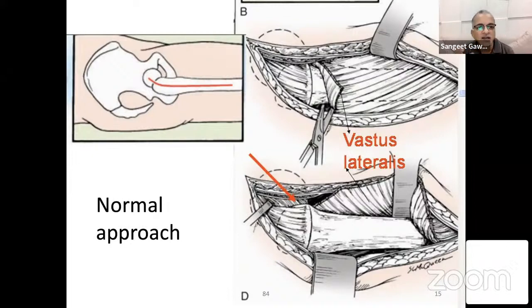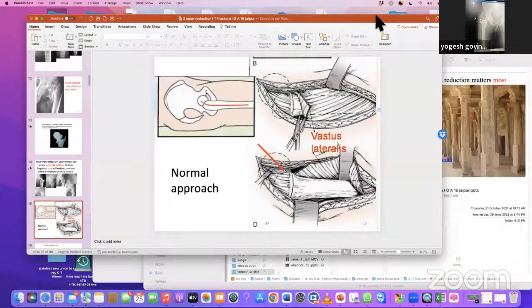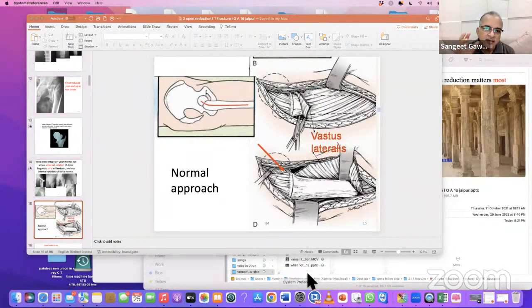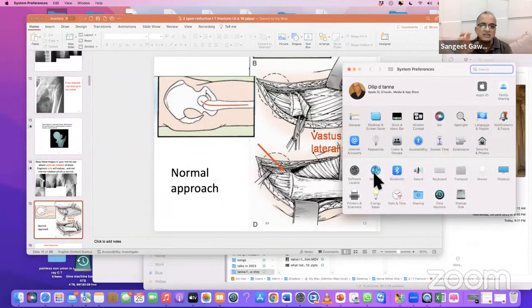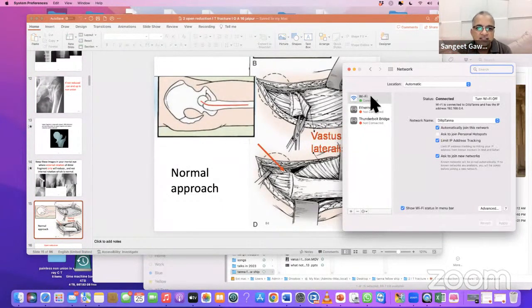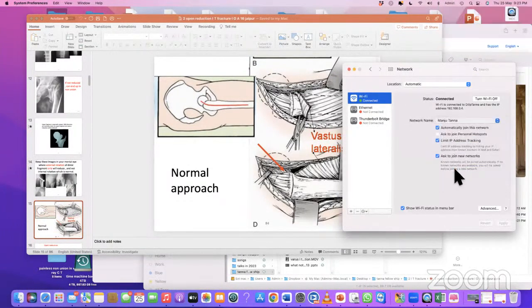The thumb rule is, the larger the fragment, the more you must buttress it. Two screws are not enough to neutralize the hip abductor forces, and that is why they require a hook plate or some buttress plate to have an additional fixation. Okay. Yes, sir.